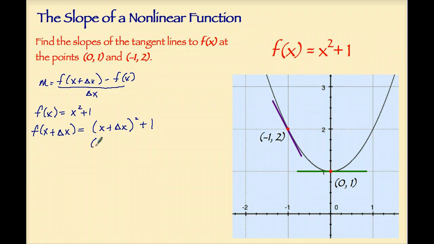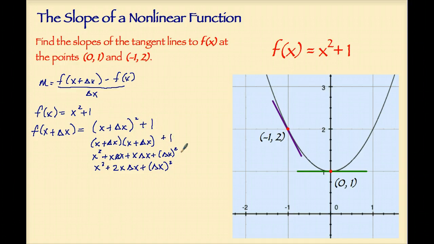So if we're going to FOIL x plus delta x times x plus delta x, let's just do that here. We are going to have x squared, then plus x delta x, then x times delta x again, another x delta x, and then delta x times delta x is delta x squared. When we simplify, this gives us x squared plus 2x delta x plus delta x squared. And then remember we had the plus 1. I probably should have written it down each time from the original function. So this is f of x plus delta x. Now we have the major parts of the function. Let's plug them in and calculate the slope.